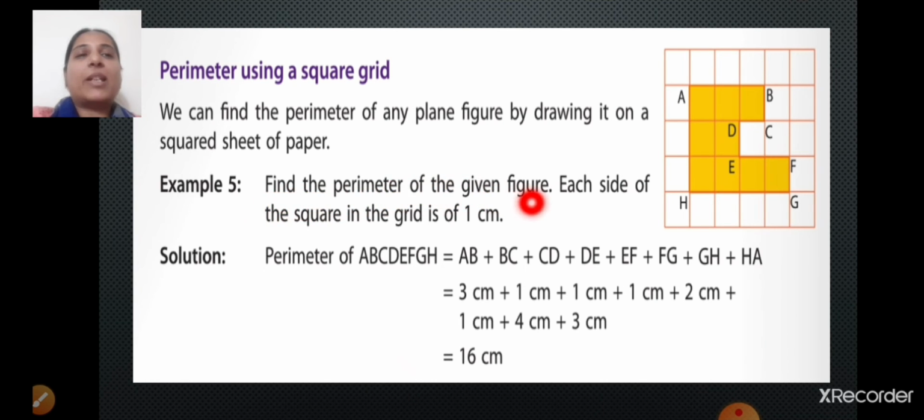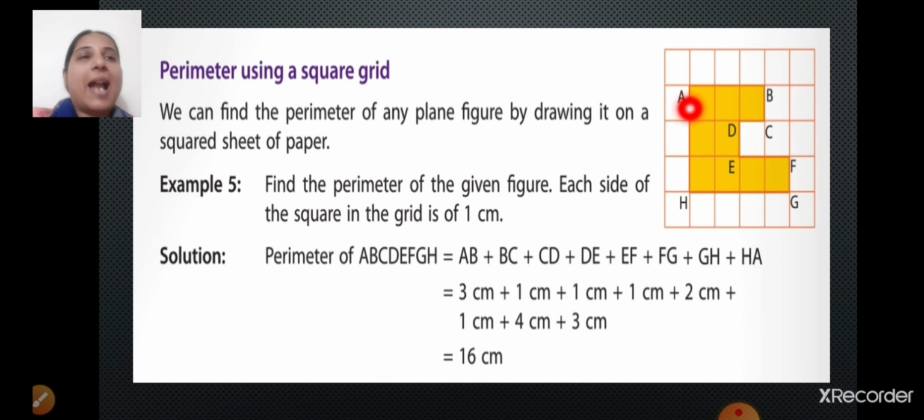Find the perimeter of the given figure. Each side of the square in the grid is 1 centimeter. You can see each side of the square. Here it is, the length of each side of the square in the grid is 1 centimeter. So to get the perimeter of ABCDEFGH, what will we do?